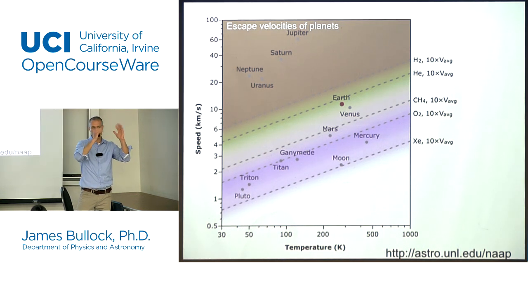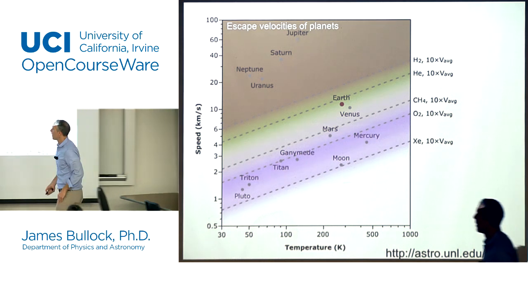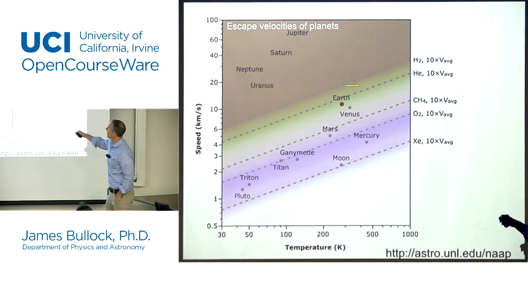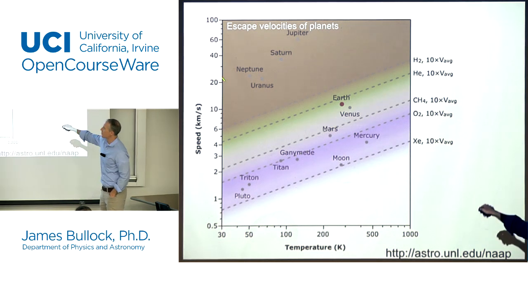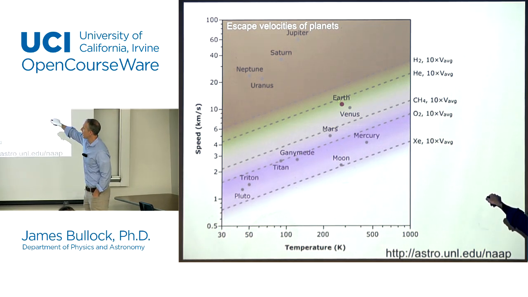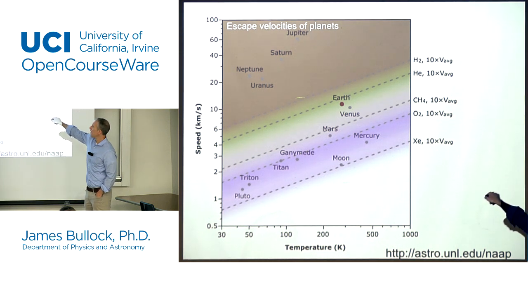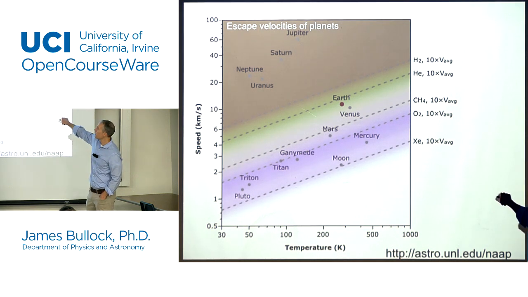If you release some helium, it does not stay on the Earth. It leaves. So you can, in fact, do these kinds of comparisons for all different kinds of molecules. What's plotted here is the escape speed of different planets. To escape the Earth, you have to be moving faster than about 11 kilometers a second. Mars is less massive than the Earth, so to escape Mars, you have to be moving faster than about 5 kilometers a second.